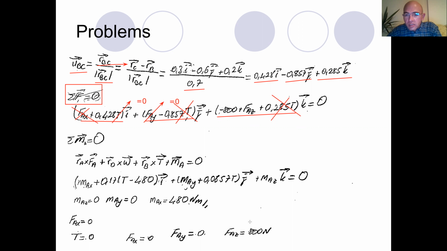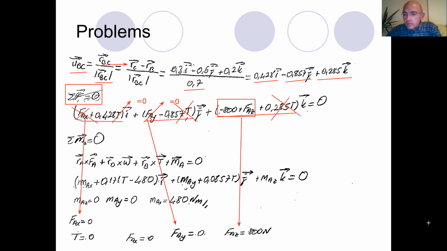Okay, so these are the findings. Let's write them. Fax is equal to 0, Fay is equal to 0, and Faz is equal to 800 newtons.